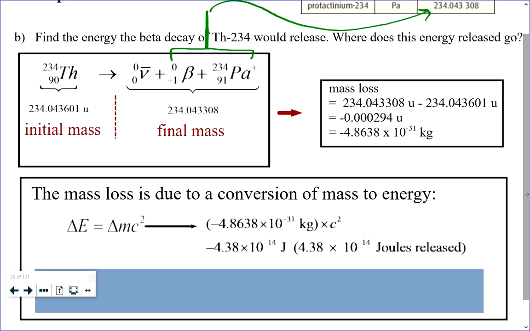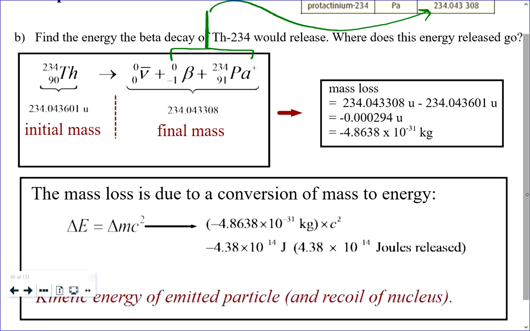We were also asked, where does the energy released go? Well, it goes into the kinetic energy of the emitted particle, primarily. You do need to understand something else, though. The nucleus itself is going to recoil backwards, like a gun will when you fire a bullet from it. So there is an amount of energy as well that goes into the nucleus's kinetic energy. Plus the antineutrino has energy.